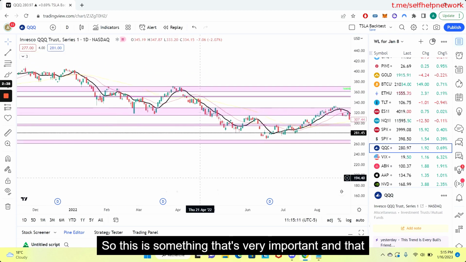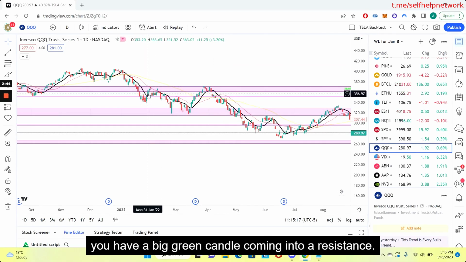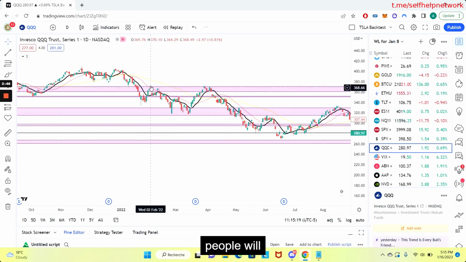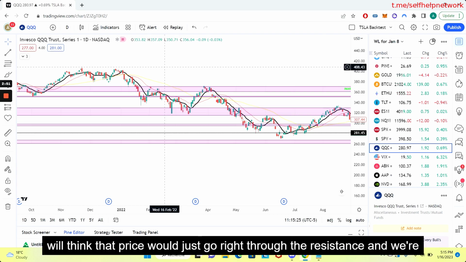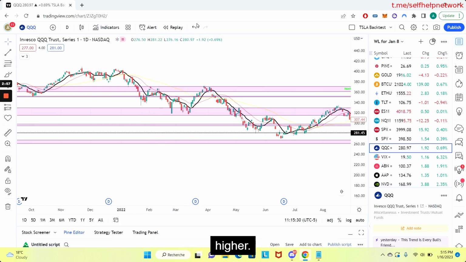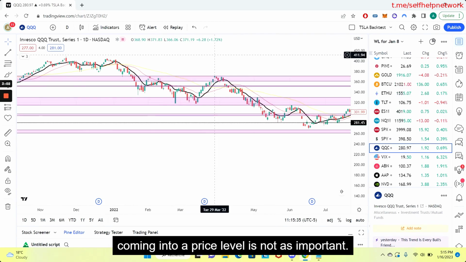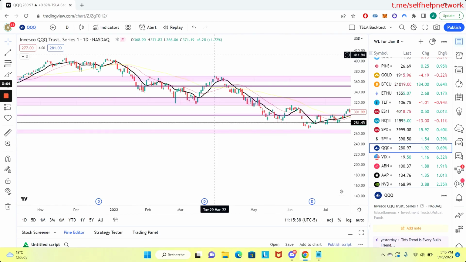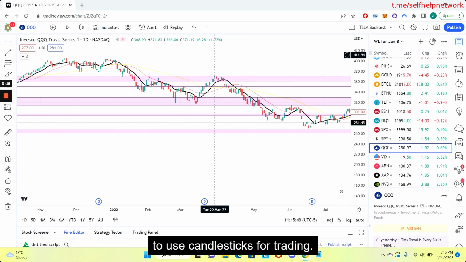So this is something that's very important and that should be realized, because a lot of times what will happen is if you have a big green candle coming into a resistance, people will already be all bullish and they will think that price will just go right through the resistance and we're going to start a new trend or a new big move higher. But that's not the case. So a momentum candle coming into a price level is not as reliable as the momentum candle leaving a price level. So always remember that, and this is going to be the basis of how to use candlesticks for trading.